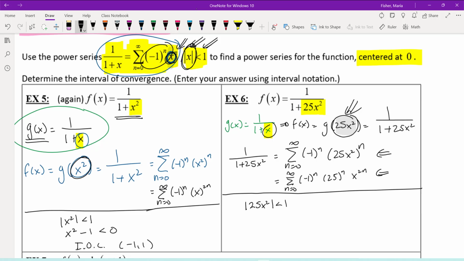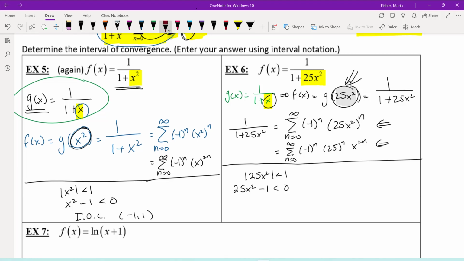This is one of those polynomial inequalities, so I have to get the 1 on the other side: 25x squared minus 1 less than 0, and find those x-intercepts. If I'm finding the x-intercepts, I have to set 25x squared minus 1 equal to 0 and solve for x. So if I add 1 and divide by 25, I have x squared is equal to 1 over 25. Taking the square root to solve, I get x is equal to plus or minus 1 over 5.